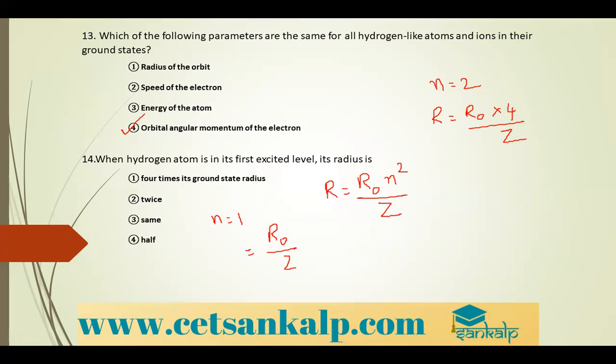So when we consider, you can say this is R1 and this is R2. So R2 is 4 times R1. So it is 4 times the ground state. What we call R1 is the ground state, R2 is nothing but the excited level. We're done. Yes, next problem.